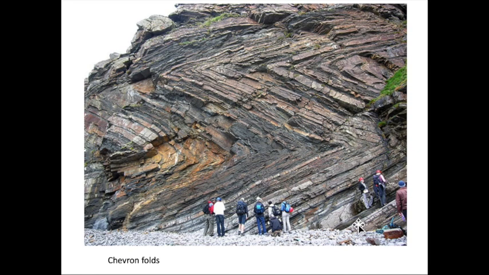Here's an example of a large chevron fold. So it's got these planar limbs. Chevron folds tend to happen in relatively cold rocks. So the deformation is all happening really in one plane there.